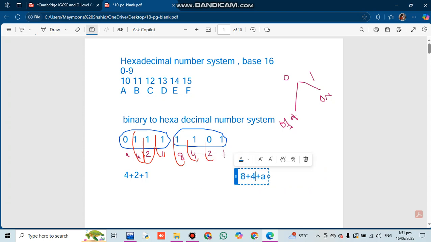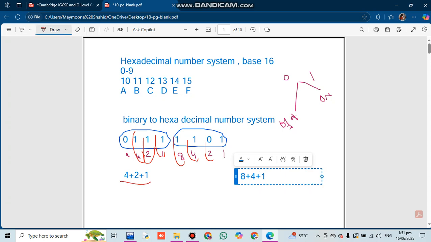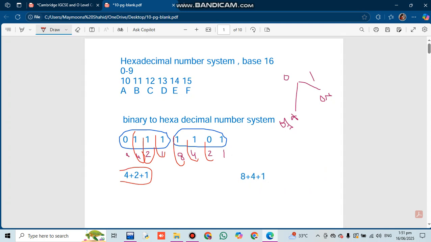Here is 1. Now you are supposed to calculate the values. 4 plus 2 plus 1 equals 7. 8 plus 4 plus 1 equals 13. 8 plus 4 equals 12, and adding 1 equals 13. So here you can see 13 is represented by D. So the correct answer will be 7D. This is the way you convert a binary number into a denary number system, or sorry, the hexadecimal number system.